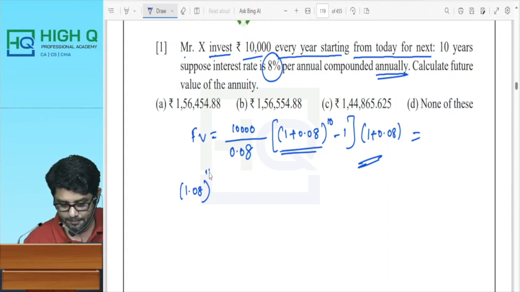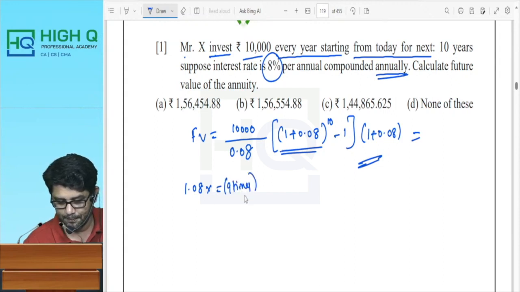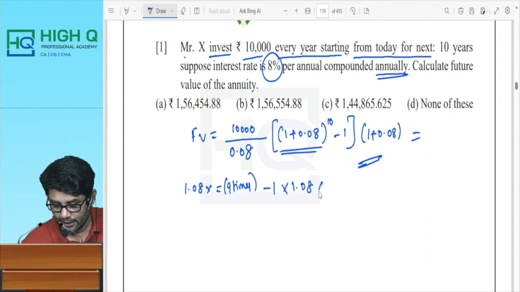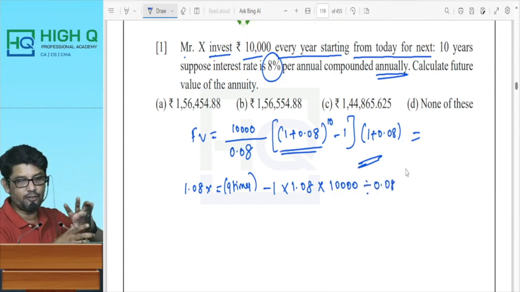That means in one line you do, my dear, 1.08 into equal to how many times? Nine times. Minus 1 into 1.08 into 10,000 divided by 0.08. Yes, use the calculator effectively.